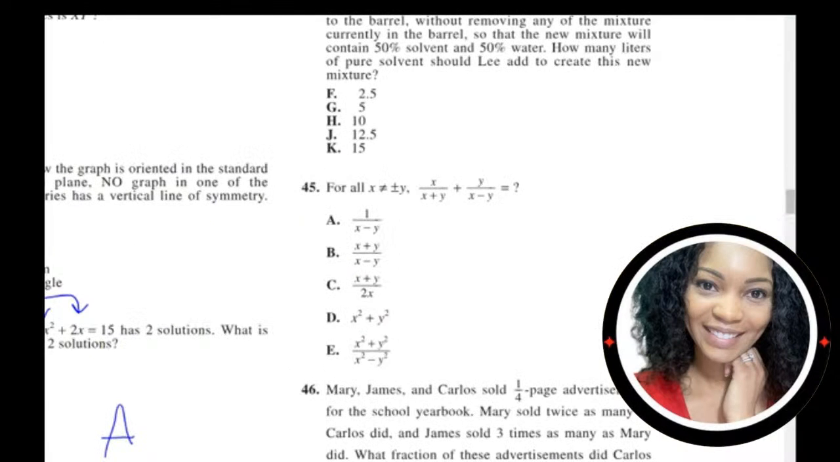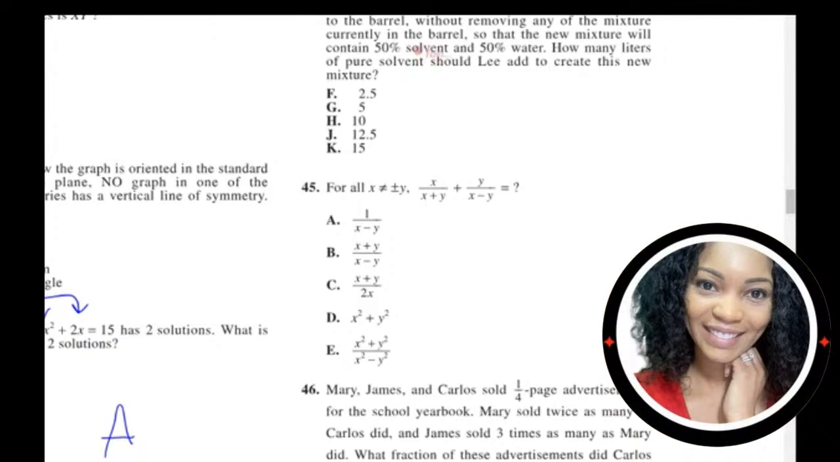Number 44, a barrel contains 25 liters of a solvent mixture that is 40% solvent and 60% water. Okay, so that's one scenario there. Lee will add pure solvent to the barrel without removing any of the mixture currently in the barrel so that the new mixture will contain 50% solvent and 50% water. Then the question is asking, how many liters of pure solvent should Lee add to create this new mixture?